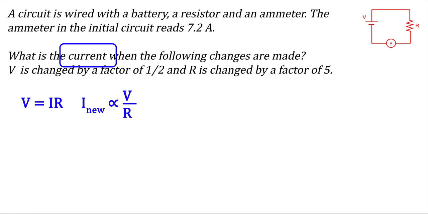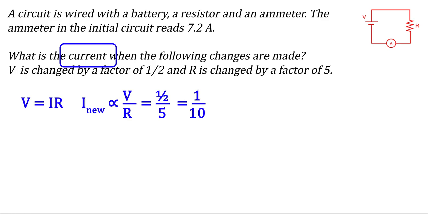I've also rewritten this using the proportionality sign instead of the equal sign. Okay, the proportionality sign just asks me to focus on what changes in the problem, and both the V and the R will be changing. So I'll enter the 1/2 for the V, and I'll enter a 5 for the R. And then I'll do a little bit of math. 1/2 divided by 5 would be 1/10.